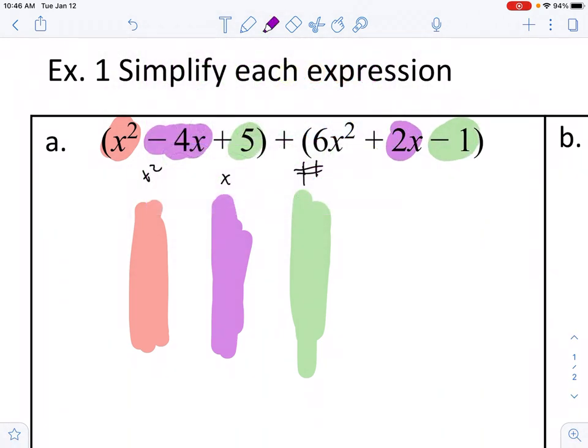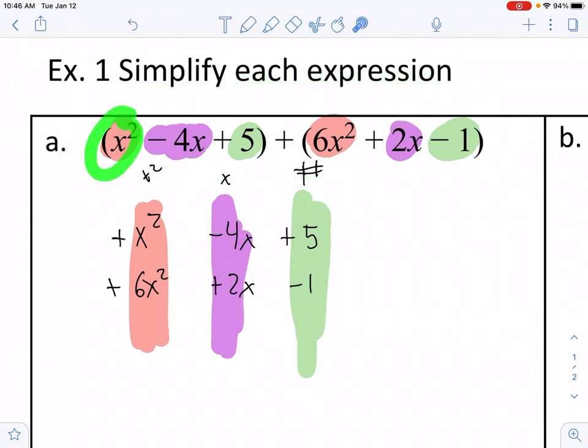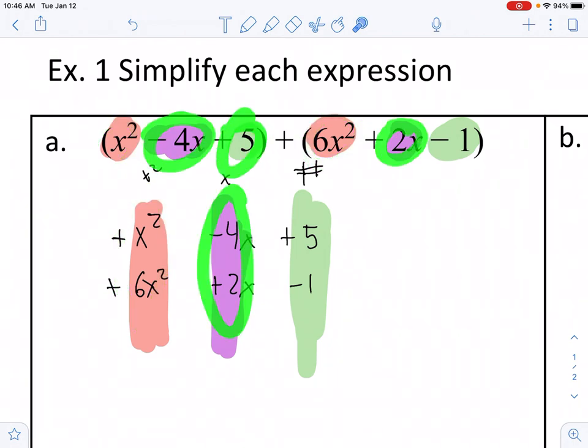I have a regular number here, an x to the second power there, and a 2x. If I were to put these where they belong, I have 1x squared, negative 4x, and positive 5. Should probably put signs. And then I also have a positive 6x squared, a positive 2x, and a negative 1. So all I did was organize all of these numbers where they belong. I put my purples in a group, and I put my greens in a group.